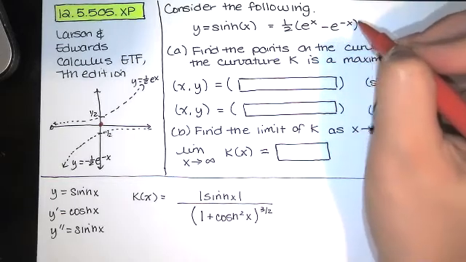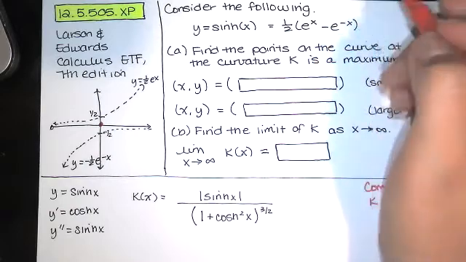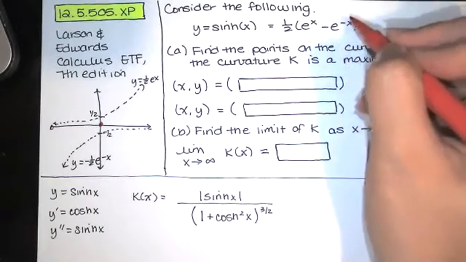Because let's think about it. If it's e to the negative 1,000, that's 1 over e to the 1,000. So it's 1 over something really large. So that's going to be really small.